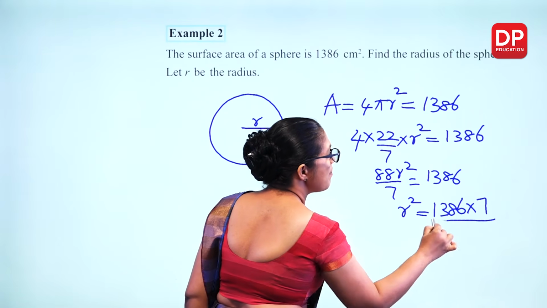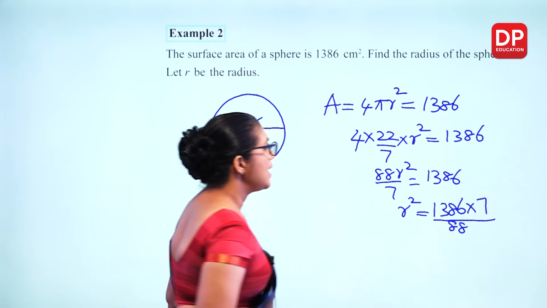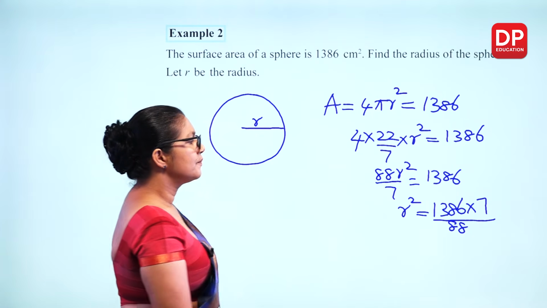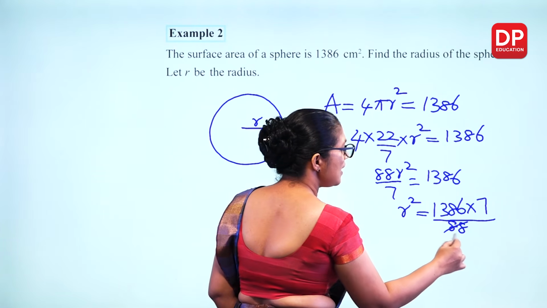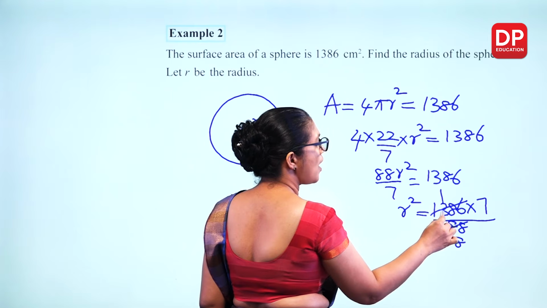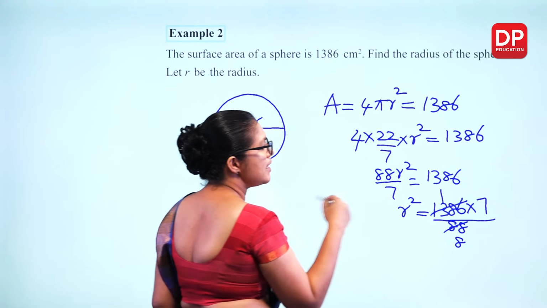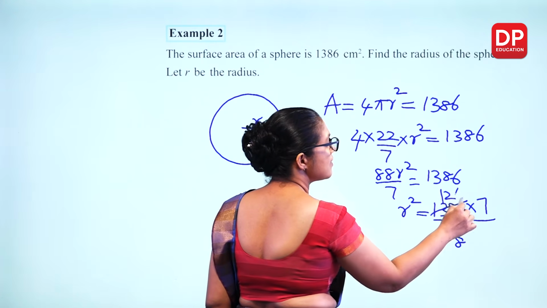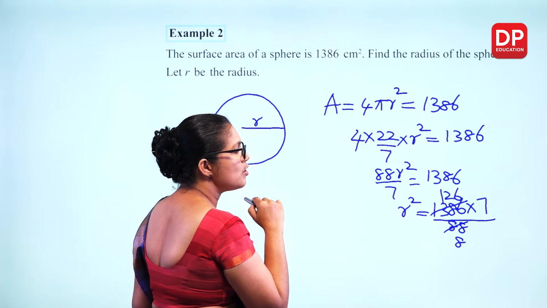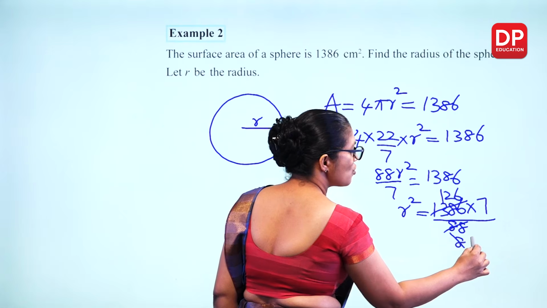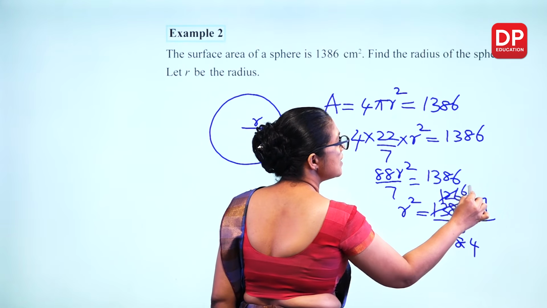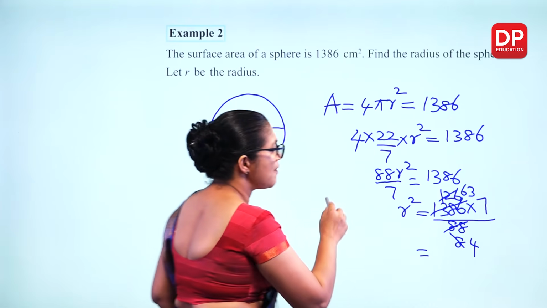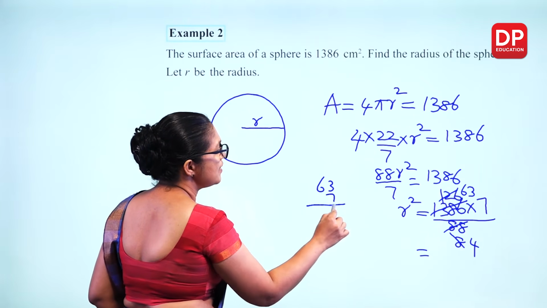1386 multiplied by 7 and divided by 88. So here you can divide by 11. 11 times 8, 11 times 1, 2 remaining for 28, 11 times 2 and 6 there, so 11 times 6. Then you can divide by 2, 2 times 4, 2 times 63. Okay, so what is 63 times 7?